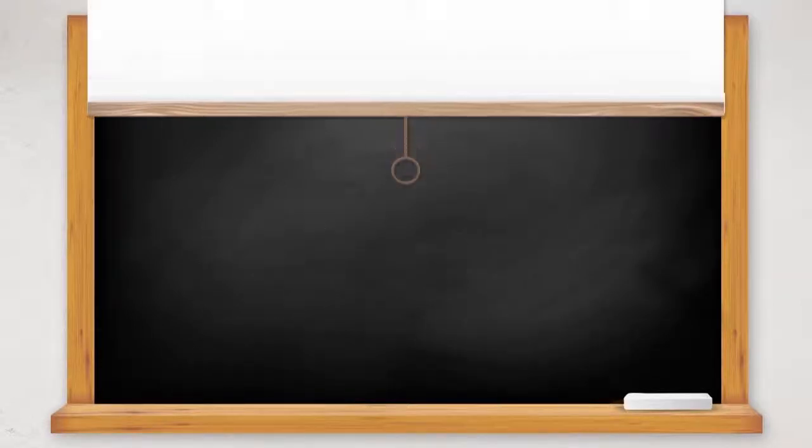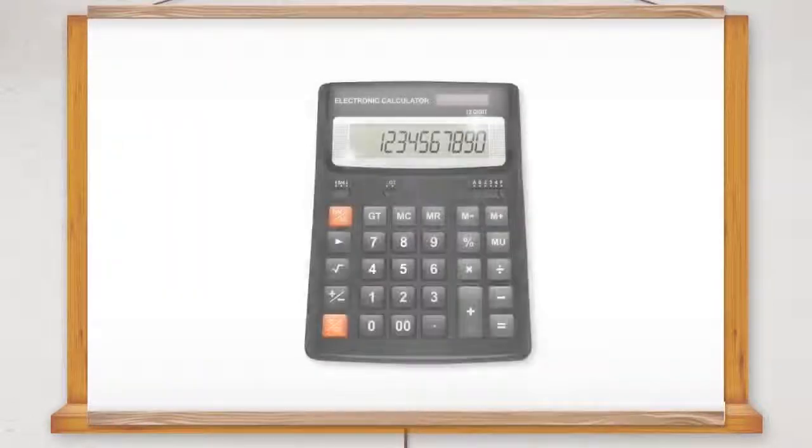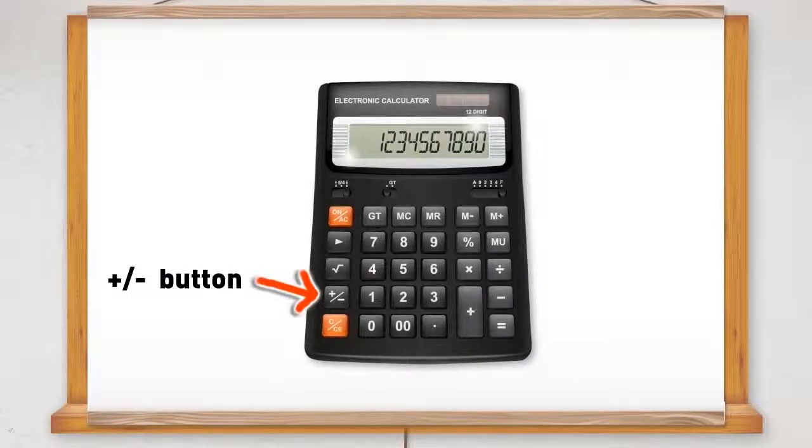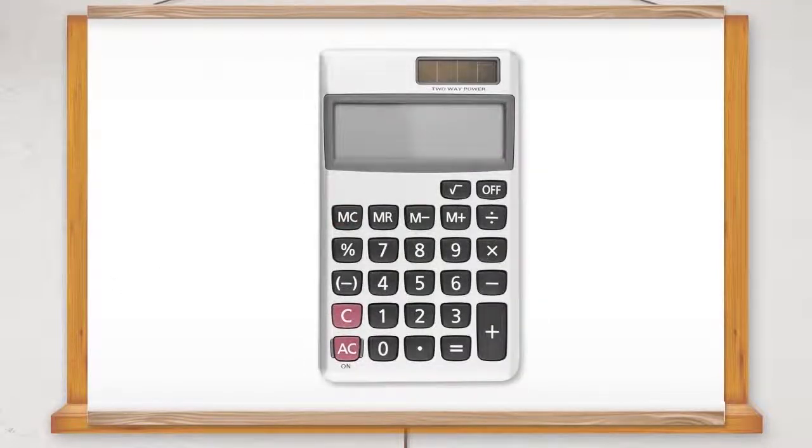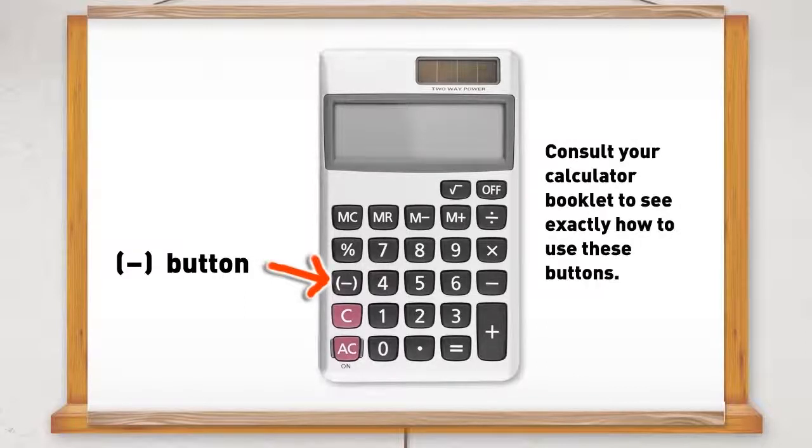Negative numbers can be entered into most calculators using the plus/minus button here. This changes positive numbers into negative numbers. Some calculators have this button instead, and you really need to consult your calculator's instructions to see exactly how to use these buttons.